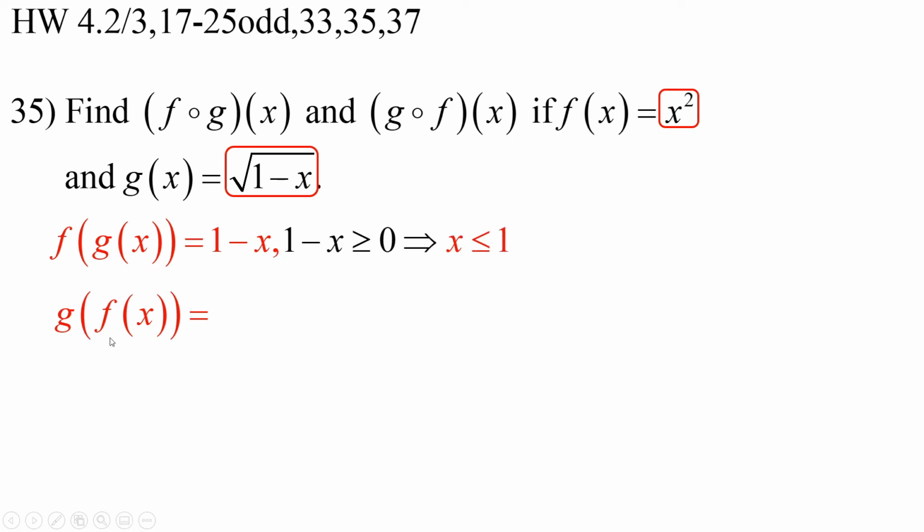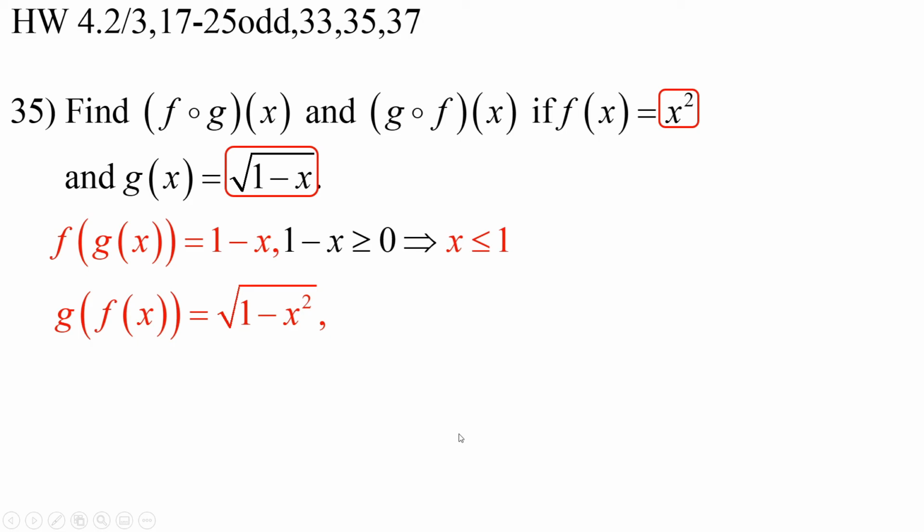Now, g of f of x. Well, this time, our input is x squared into this radical function. So I'm going to start outside with the radical. But notice, instead of g of x, I have g of f of x. So this x right here, which is that blank right there, has to become f of x, which is x squared. And there you have it.